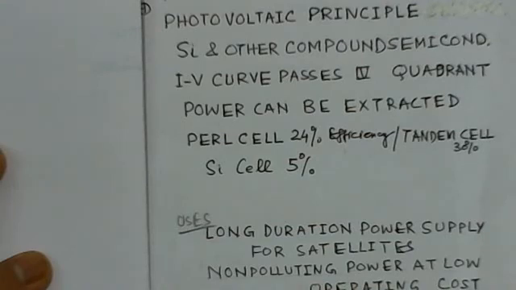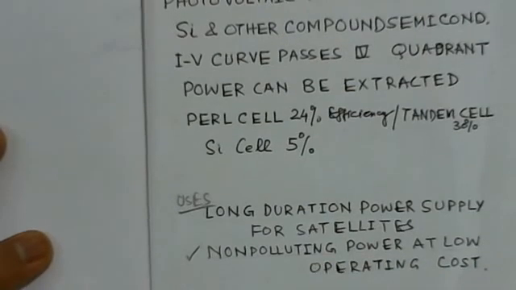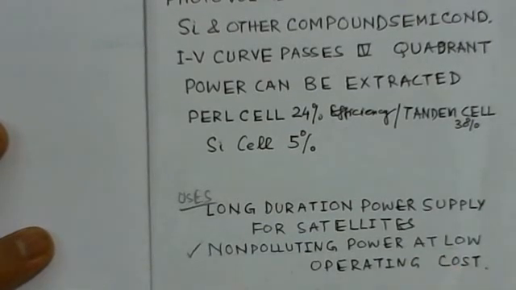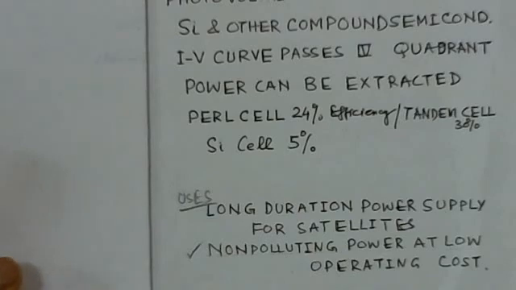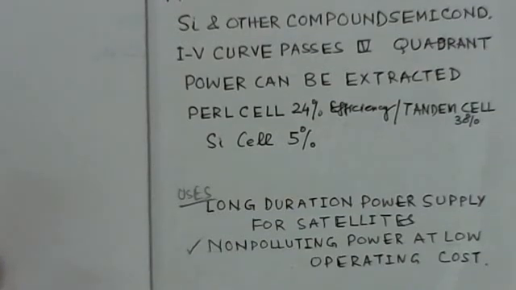Now the other very important application for solar cells is that they give non-polluting power at low operating cost. Non-polluting because there is nothing which pollutes the environment, and its operating cost is low, although the initial installation cost is high. So a lot of research is going on in solar cells, and maybe one day we will find that electrical power generation is mostly done by solar cells.